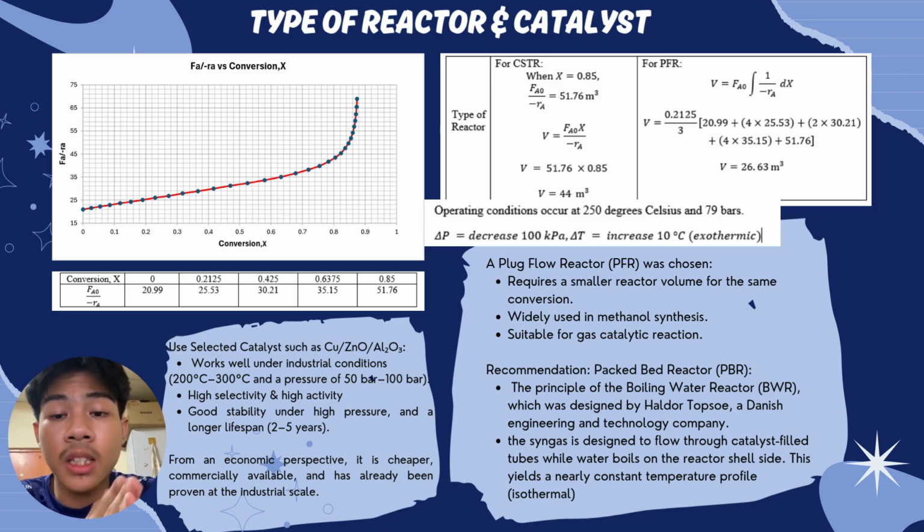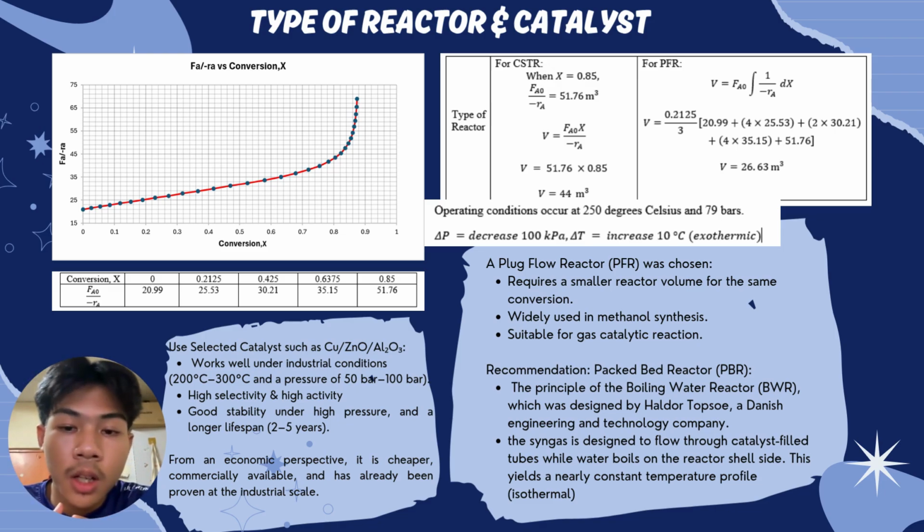So how does this design work? The design forces the syngas to flow through catalyst-filled tubes, while the water acts as the cooling agent, where the water will be boiled on the reactor shell side. So the reactor operates at a nearly constant temperature, which offers better conversion and is of course more efficient than the PFR that we use.